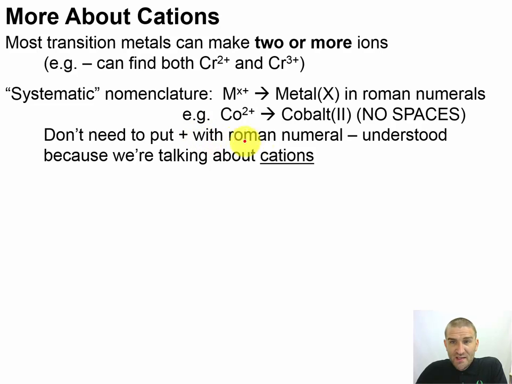Now we don't need to put a plus sign in there because we already know we're talking about cations if we're talking about a metal and we're putting the Roman numerals in like this. They're the only ones that get that treatment, so we don't need to put the plus sign on it. Now that said, those go very easily.